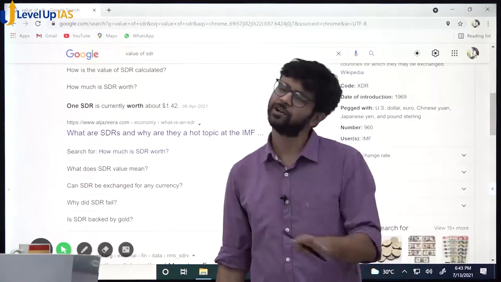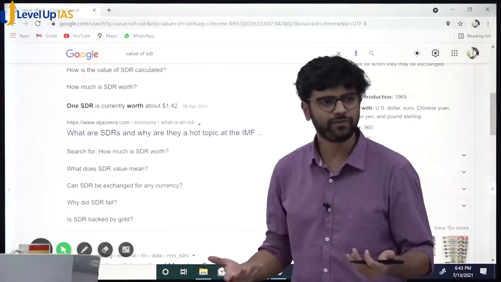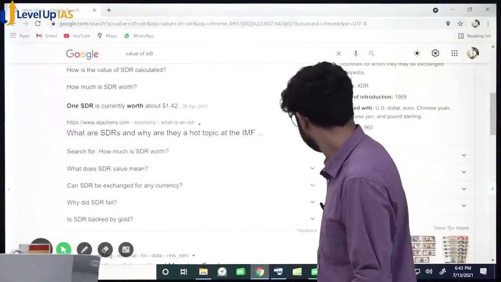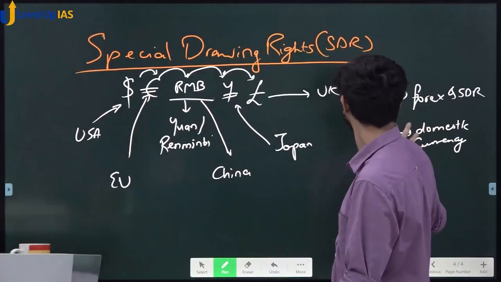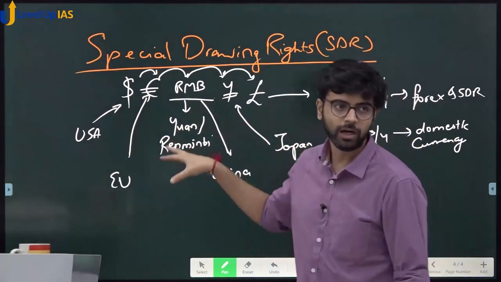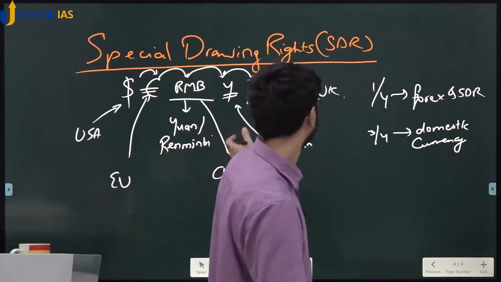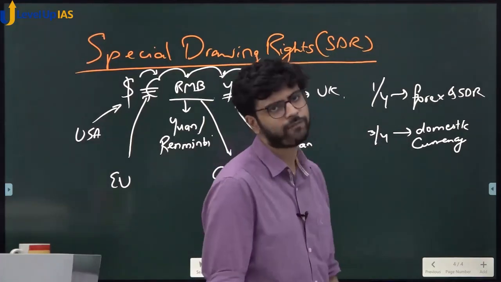How it is calculated, leave all that. It is a weighted average of 5 currencies. So the US dollar is powerful, about $1.42. Whenever you give your 2 lakh SDRs quota, it will be converted to dollars. You can give dollars or other currencies, and it will be converted to SDR for you.